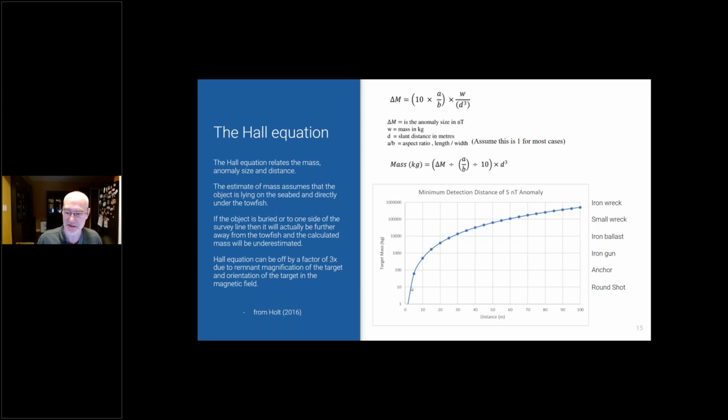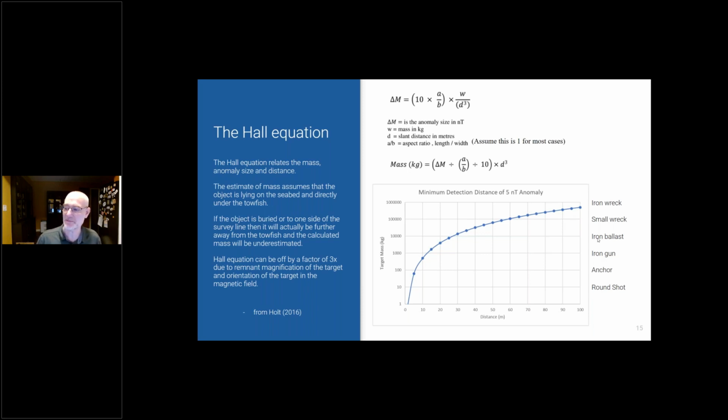So in order to detect that, we would have to tow our magnetometer no more than about 3 meters away from the target. If we are 10 meters away, there's no way we would see it. At 10 meters, the smallest object we can see would probably be around 800 kilograms. And now we're talking about ship anchors, maybe a big cannon if you have something like that.